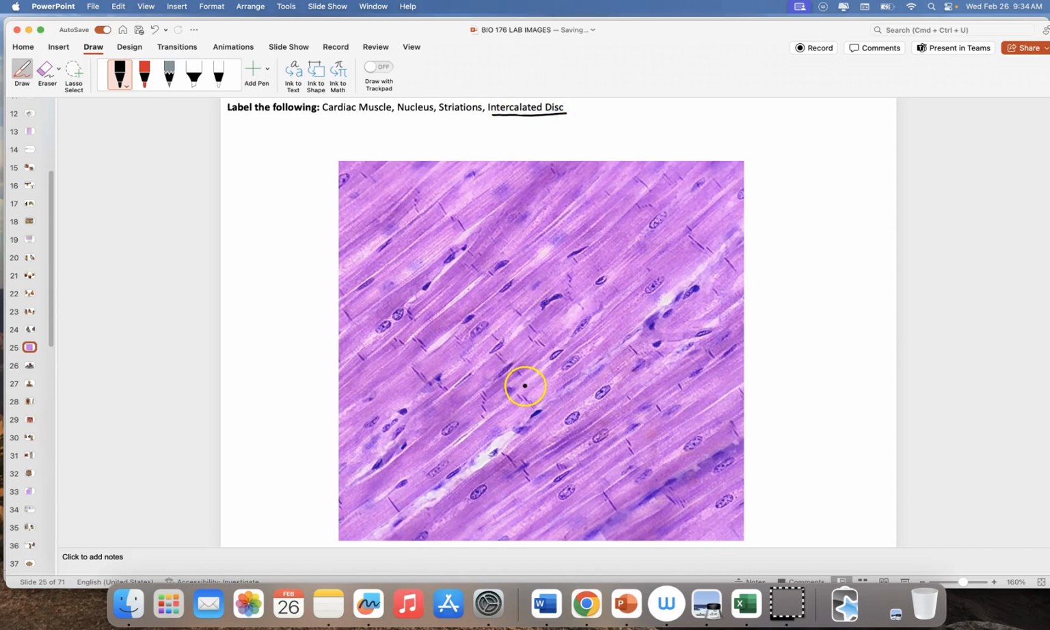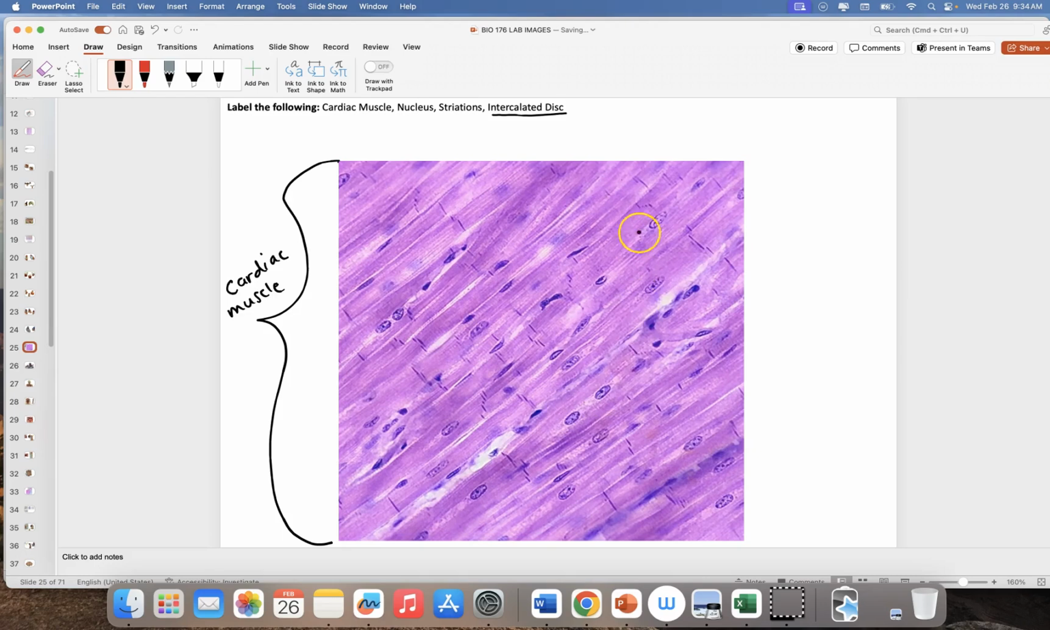In order to locate the cardiac muscle cells, all of this then is going to be cardiac muscle. So this whole picture is our cardiac muscle tissue.